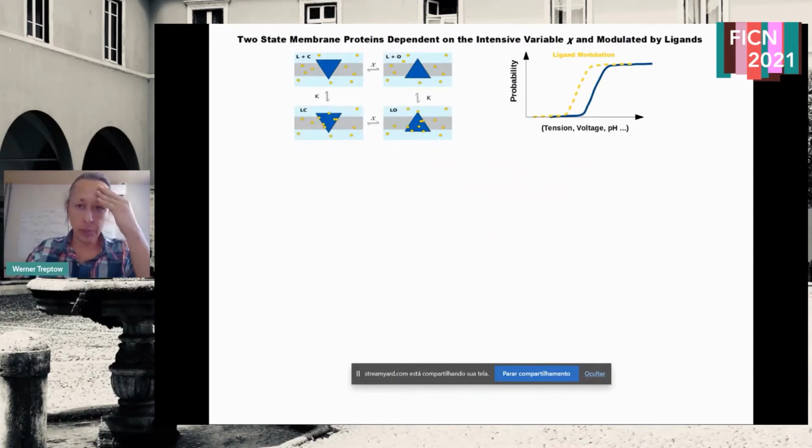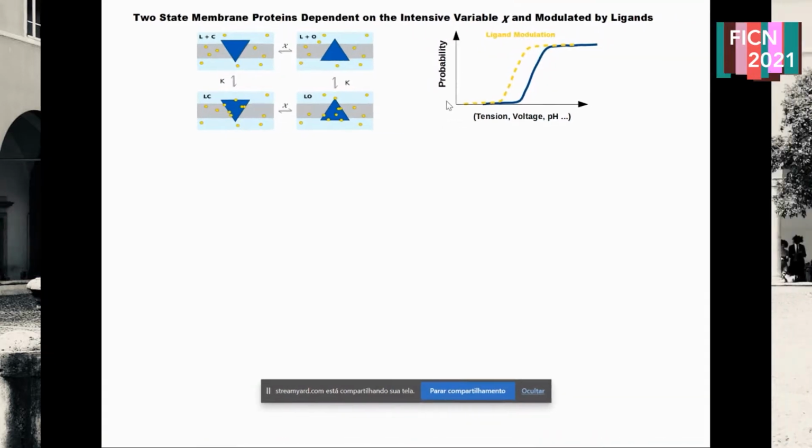As you know, membrane proteins can respond to a variety of stimuli in nature, in such a way that we may record experimentally their response probability as a function of a number of variables in the system, such as changes in the surface tension of the membrane, or transmembrane voltage, or the pH.